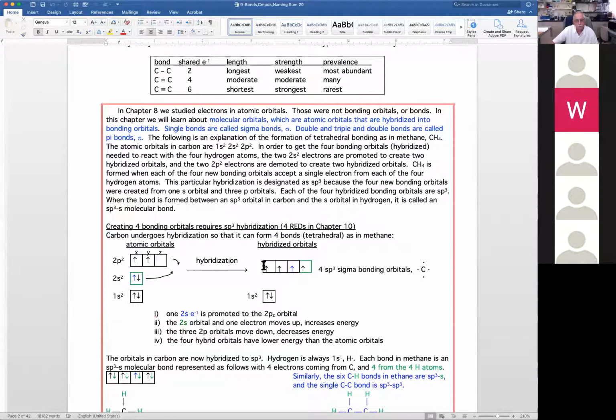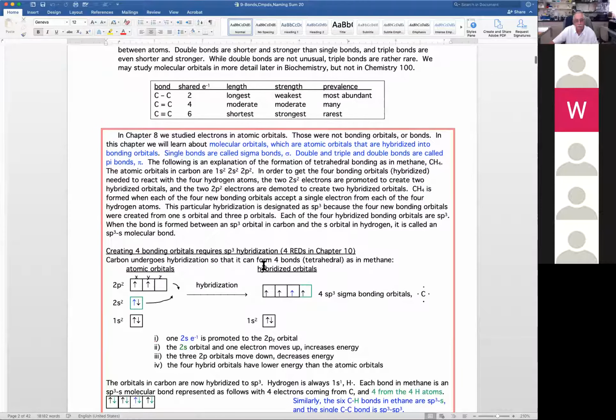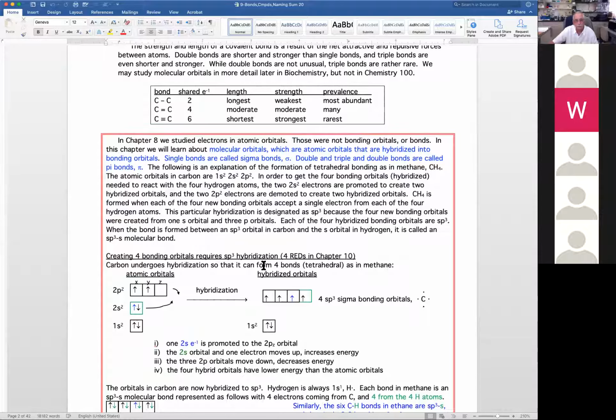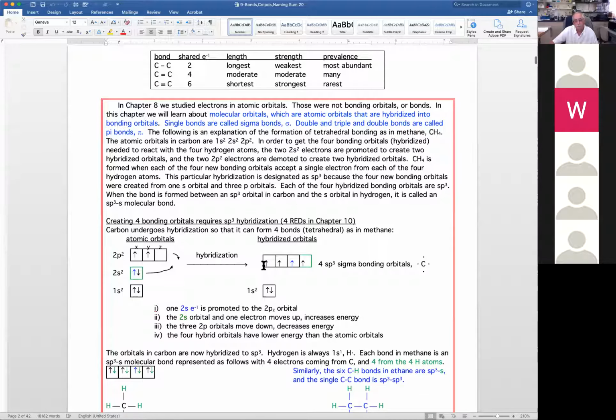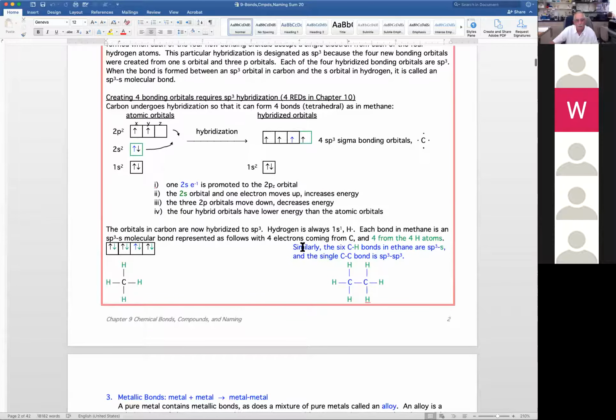So just to be clear, we're talking about atomic orbitals, not, in chapter 8, we're not talking about molecular orbitals. I tried to give you a little bit of an insight into how atomic orbitals turn into bonding orbitals called hybridized orbitals. But again, that's not going to be on the test.